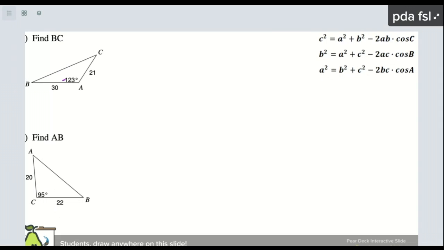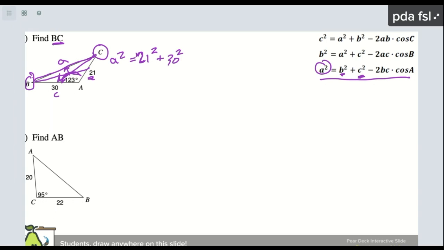Giving this angle here, it says find BC. So BC is right here. It's opposite of angle A, so that's little a. So I'm doing this one, little a. Let's use this formula. And then I'll do a squared equals b squared, b is opposite of big B. There's big B, opposite of big B is little b here, 21. 21 squared plus c squared, opposite of big C is little c, 30. 30 squared, and then minus the same two numbers, 2 times 21 and 30, order doesn't matter, cosine of the angle that's opposite of little a, which is what they give you here, 123.